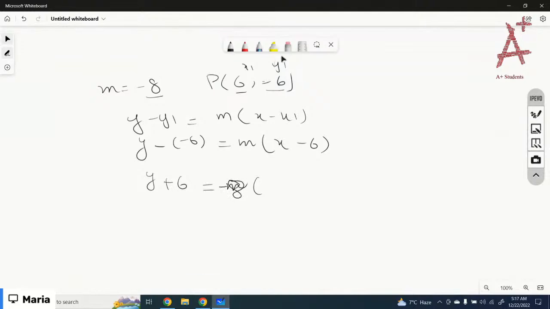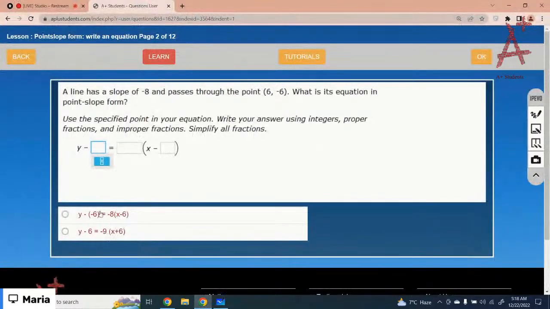Got it? It would be negative 8 times (x minus 6). So the equation is y plus 6 equals negative 8 times (x minus 6). That would be the first option. Either you can write negative 6 as it is, or you can write it as plus, because minus and minus is plus. Got it, everyone?